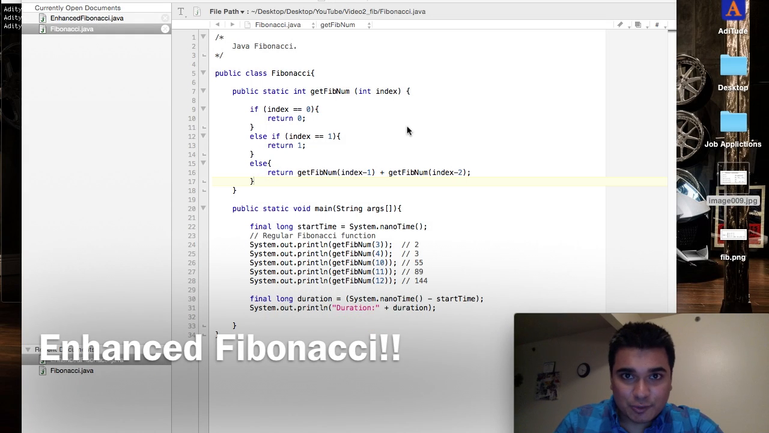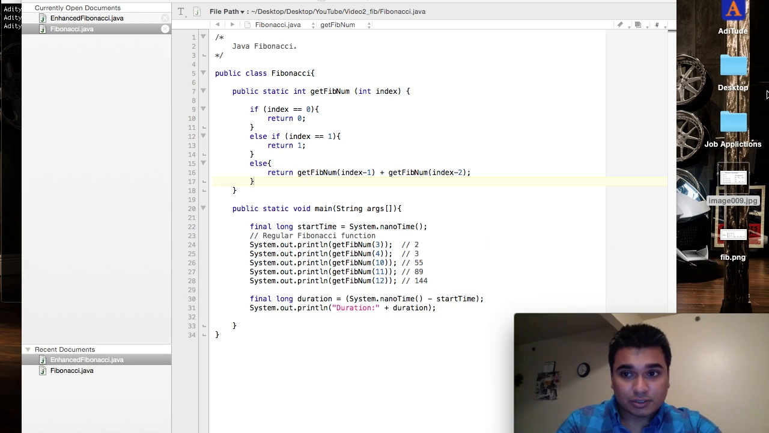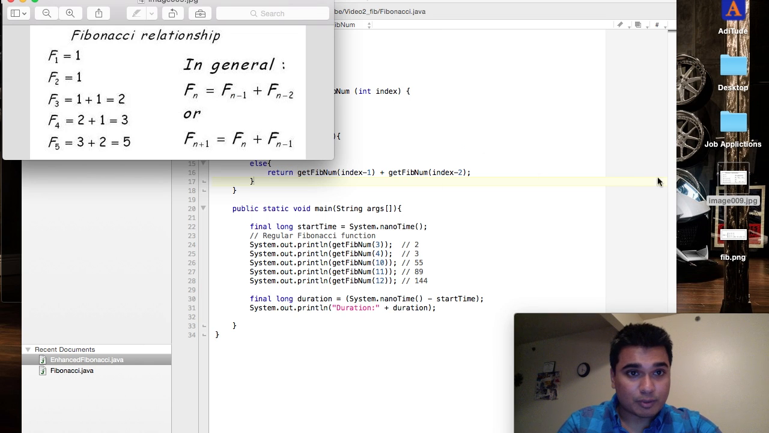It's Addy from Attitude World, and today we're going to look at two ways in which we can calculate a Fibonacci number associated with an index. So just so you guys know what a Fibonacci series is, here's a quick background.